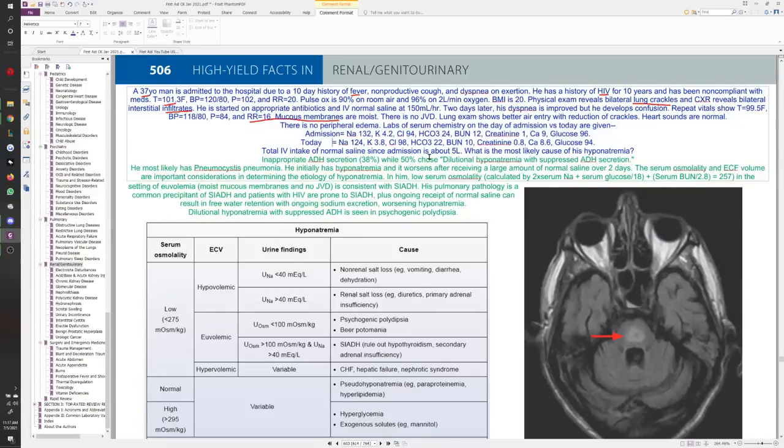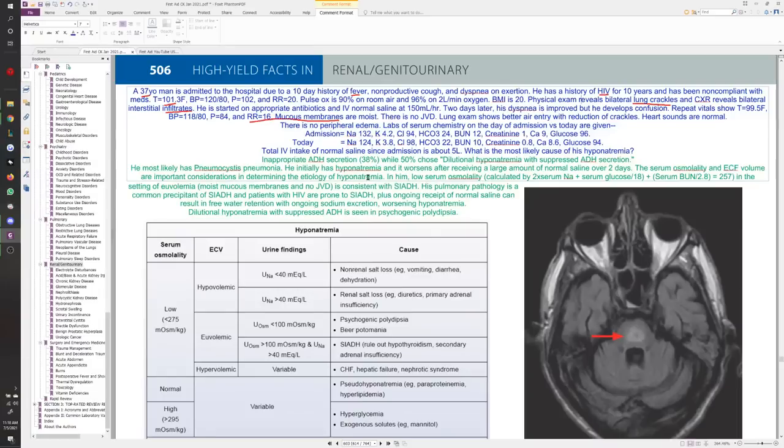So let me move this so that it's actually under each other. There you go. So now we're seeing sodium has got even lower for some weird reason, right? Potassium, normal still. This is normal, that's normal, BUN is normal, this is also okay, everything else is okay. So the only change between admission and today is the sodium became lower. It was low to begin with, it became even lower now. Total IV intake of normal saline since admission is about 5 liters. What is the most likely cause of his hyponatremia?